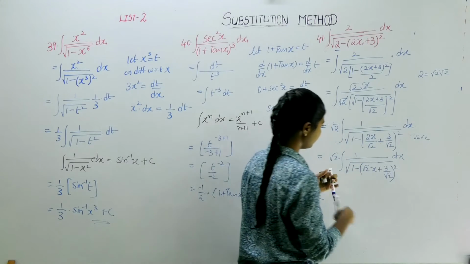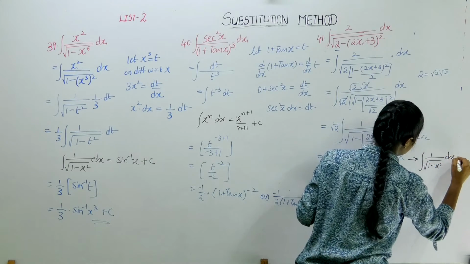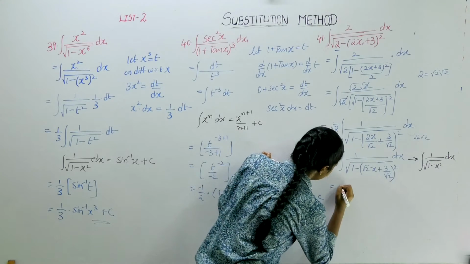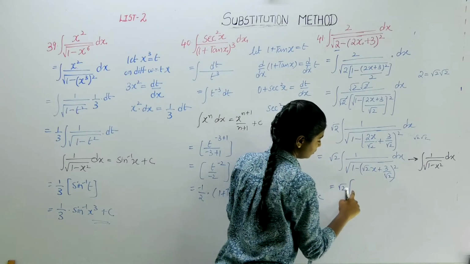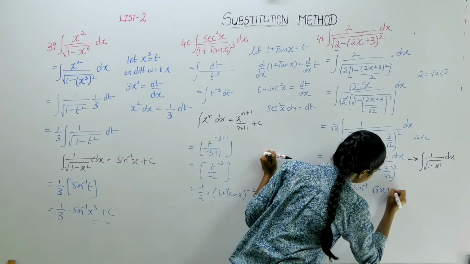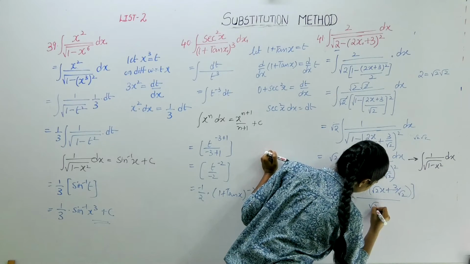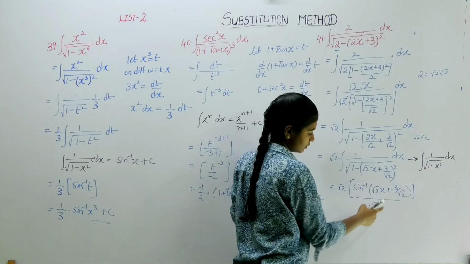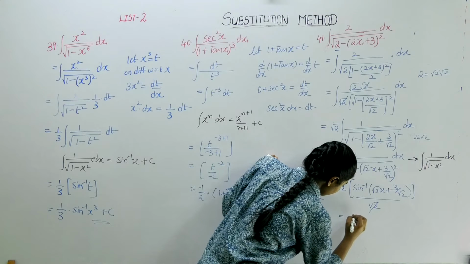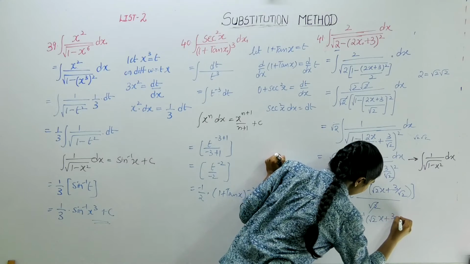Now this is in the form of integral 1 by square root of 1 minus x square dx. This whole function, that is the x square form. So when we substitute the formula, root 2 into sine inverse of (root 2 x plus 3 by root 2), and whole divided by root 2. Coefficient of x is root 2, so I have written root 2 in the denominator. This root 2 gets cancelled. Finally, we have sine inverse of (root 2 x plus 3 by root 2) plus c.